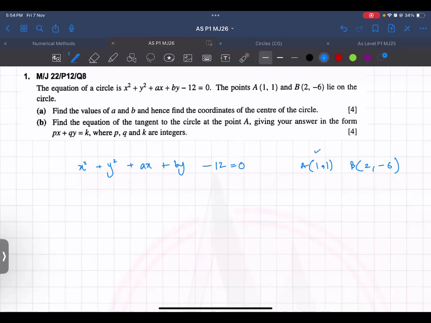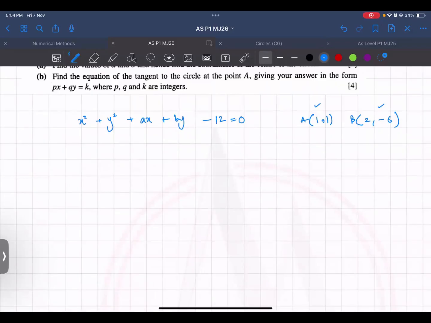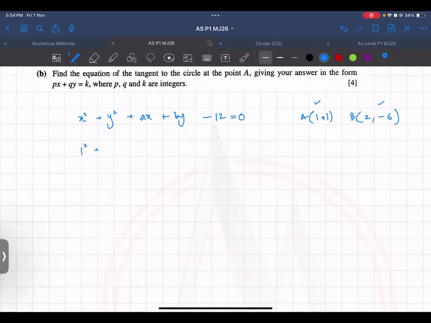So they have given you two points on the circle, and an incomplete equation of the circle. We are trying to find the unknowns a and b. There are two unknowns to find, and they have given you two coordinates. So you can substitute the values of the coordinates in the equation and form two equations. When x is 1, y is 1: 1 squared plus 1 squared plus 1a plus 1b minus 12 equals 0. So you will get a plus b minus 10 equals 0, a plus b equals 10. This is your equation number 1.